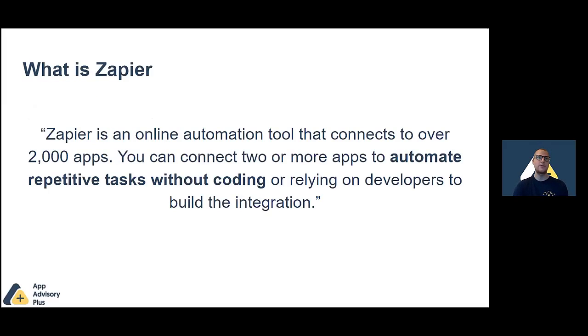So first, for everyone that's new to this, Zapier is an online automation tool and it connects to over 2,000 apps. You can connect 2 or more apps to automate repetitive tasks, and you don't need any coding skills, so you don't have to rely on developers to build an integration.